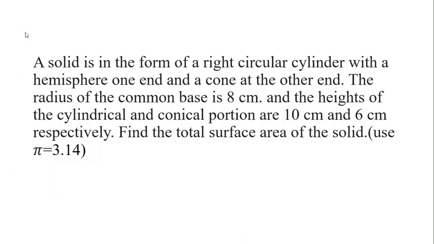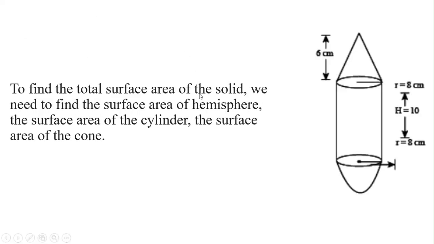Here the problem seems very lengthy, but when we go through it, it is very easy. When we are able to imagine the shape of the solid, it becomes very easy for us to solve. What is given here? There is a solid shape in the form of a right circular cylinder. One side a right circular cone is there and the other side a hemisphere is there. Let us imagine the shape. The shape will be like this.